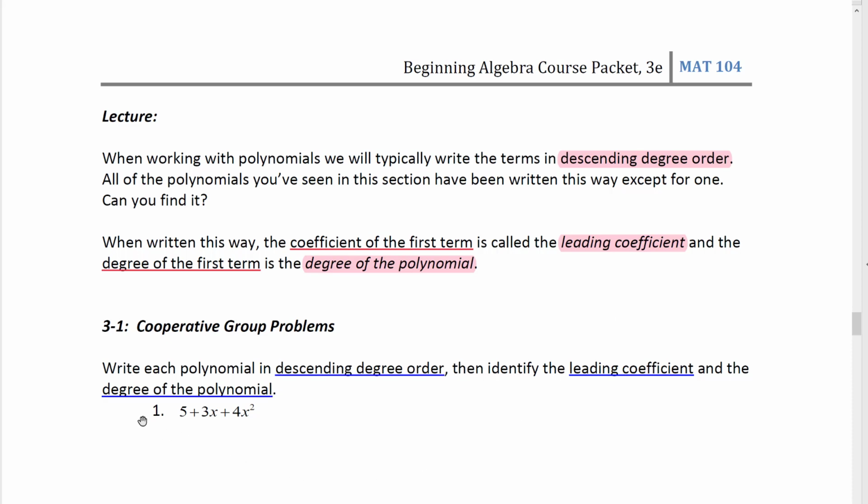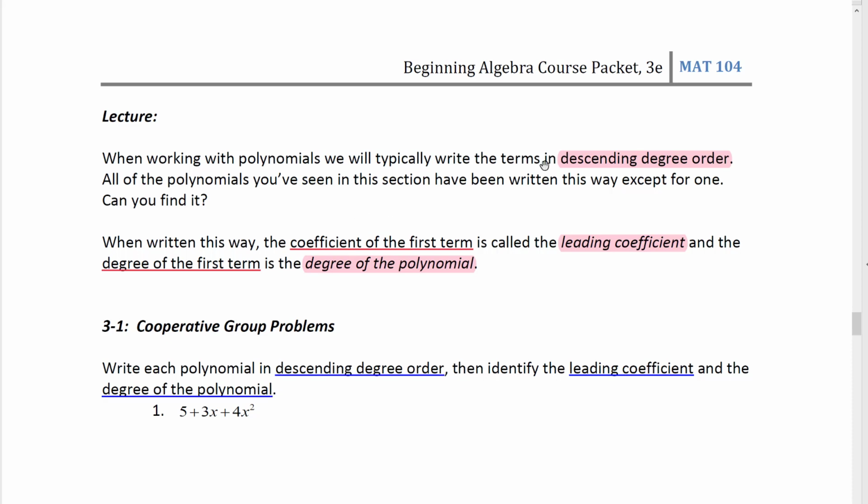If we take a look at the very first example in your cooperative group problems, this would mean that we would write 4x to the second power first because it is second degree. Then we would write plus 3x because that's first degree. And then we would write plus 5 because that's 0 degree. So we would rewrite this as 4x to the second power plus 3x plus 5. Exactly the opposite order that we see here, because that would put us in descending degree order. Notice that the term in front, if it doesn't have a sign, is positive. If it does have a negative in front of it, then it's definitely negative.